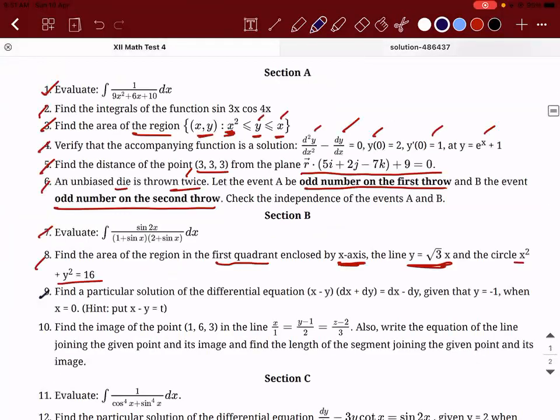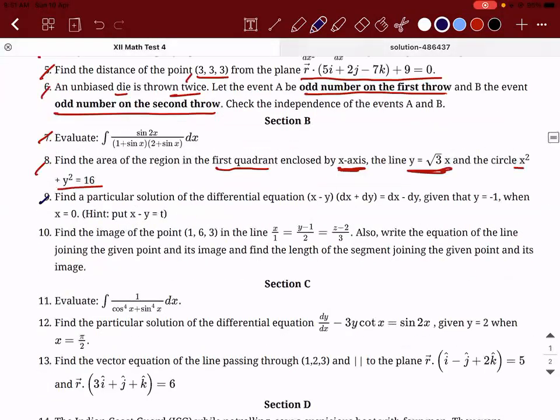Next. See, generally in the exam, they'll not give you this hint, you should know. But there's a mistake from my side that the hint has been given. Anyways, for a particular solution, particular means they should give you a value. They have given you a value.